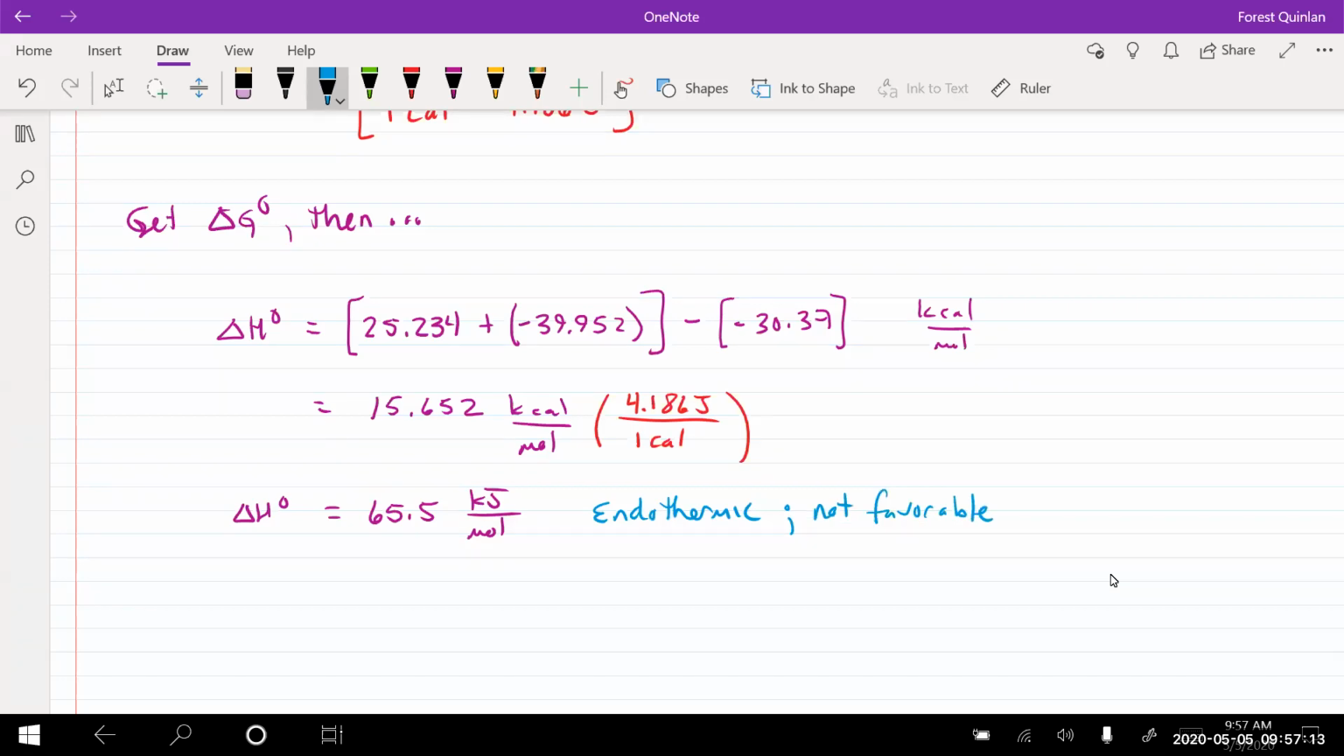Now, the reason why it's not favorable, Dallas, is because enthalpically it says, look, if you want me to do this, you are going to have to pump a bunch of energy into me. I'm not going to give it off. You're going to have to make me do it. Remember, Mother Nature wants to minimize her energy as much as possible. So if the bond energy after is more than the bond energy before, we are going to have to do something to make that happen.